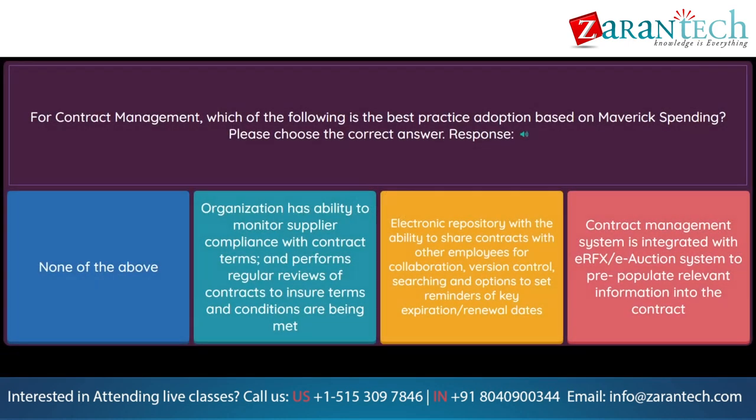Question: For contract management, which of the following is the best practice adoption based on Maverick spending? Please choose the correct answer. Response. Option 1 none of the above. Option 2 organization has ability to monitor supplier compliance with contract terms, and performs regular reviews of contracts to ensure terms and conditions are being met. Option 3 electronic repository with the ability to share contracts with other employees for collaboration, version control, searching and options to set reminders of key expiration/renewal dates. Option 4 contract management system is integrated with RFx/e-auction system to pre-populate relevant information into the contract.